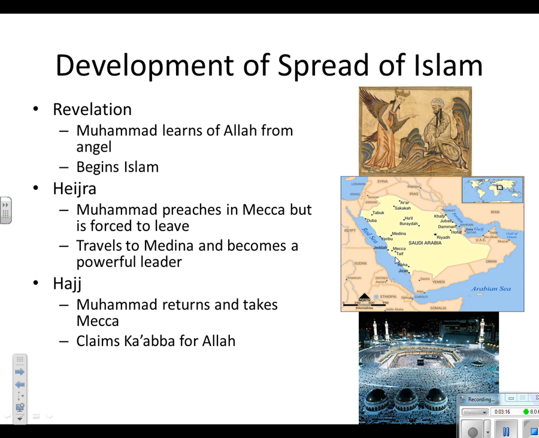When they get there, he claims the Kaaba for Allah. He actually goes inside, and again, he had a powerful military. That's why he was able to take the city, and destroys all the idols in the Kaaba. So the Kaaba is actually empty because it's not a polytheistic shrine anymore. Now it's going to be a shrine for the Islamic faith. And again, this is called the Hajj. So the journey from Mecca to Medina to escape persecution was the Hijra, and the journey from Medina back to Mecca to retake the Kaaba for Allah is known as the Hajj.